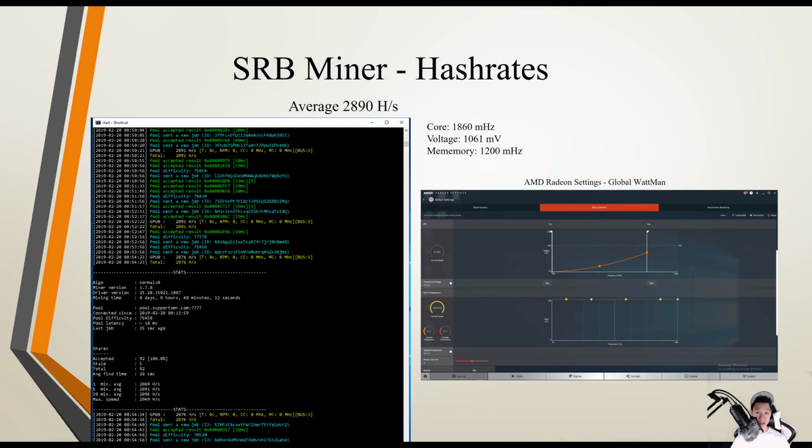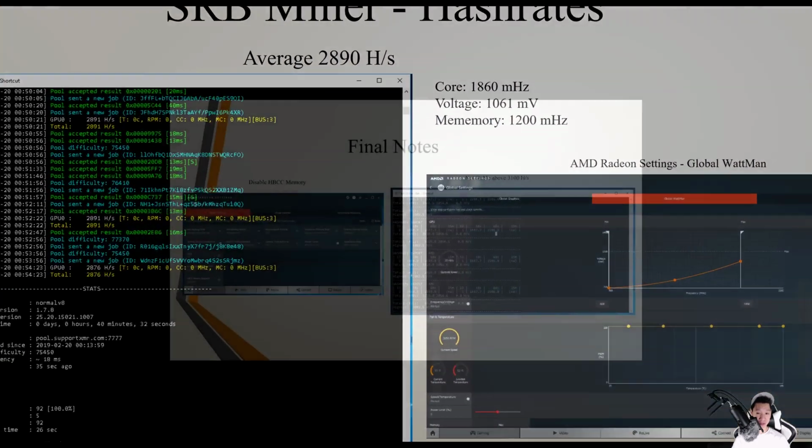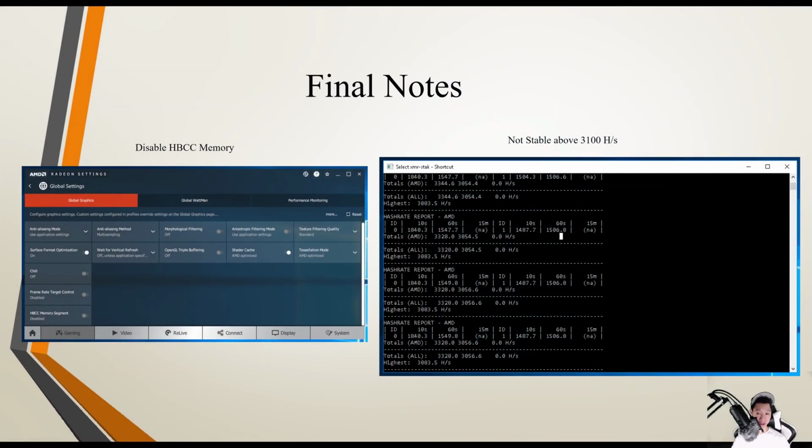Now, testing out SRB Miner, I was averaging around 2,890 hashes per second, but I do want to mention that I did not actually do enough tweaking and tests, so I'm pretty sure I can get this as high as XMR-Stak. And for some final notes, I did have to disable HBCC memory.